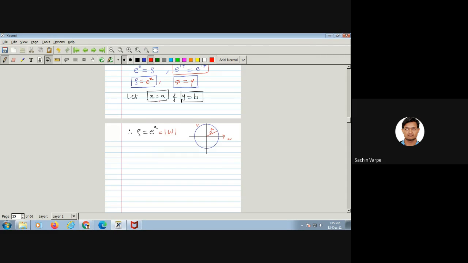X equal to a is a straight line in the z plane, perpendicular to the x axis, and it maps to a circle under the transformation w equal to e to the power z. Is this point clear? Where is this line getting mapped? To a circle, a circle with radius e to the power a. Is this point clear? Yes, sir. So this line maps to a circle.